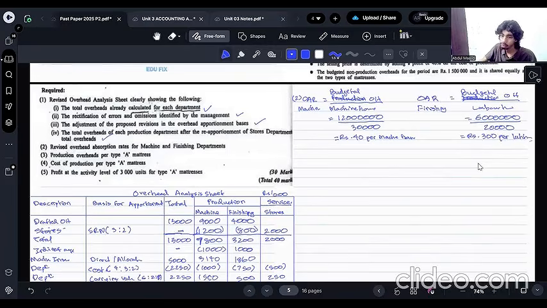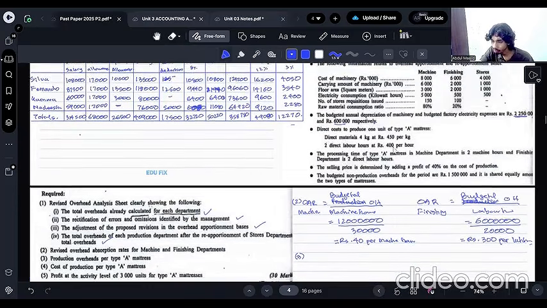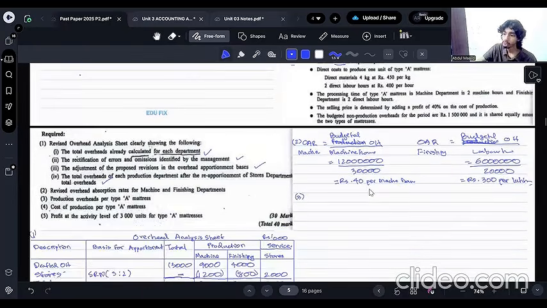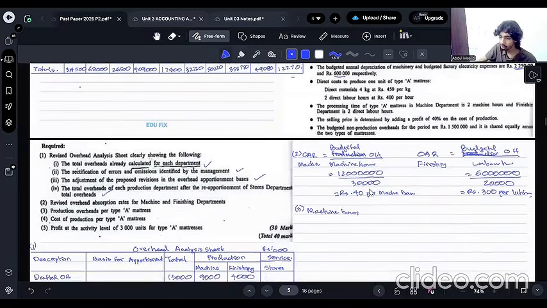And the third requirement: production overhead per type A mattress. The processing time of a type A mattress in the machine department is 2 machine hours, and in the finishing department 2 direct labor hours. So for overhead, you will have machine hours: you're spending 2 hours, and per hour you're spending 40 rupees. Then the overhead is rupees 80.